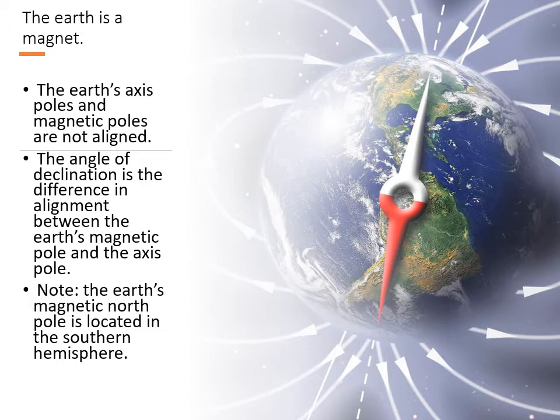But here's the interesting part. When it comes to magnets, opposites attract. The North Pole of the compass is actually attracted to the magnetic South Pole of the planet Earth. So bearing that in mind, the magnetic South Pole of Earth is actually located in the northern hemisphere near the North Pole of the planet. And the magnetic North Pole of Earth is actually close to the South Pole of planet Earth.